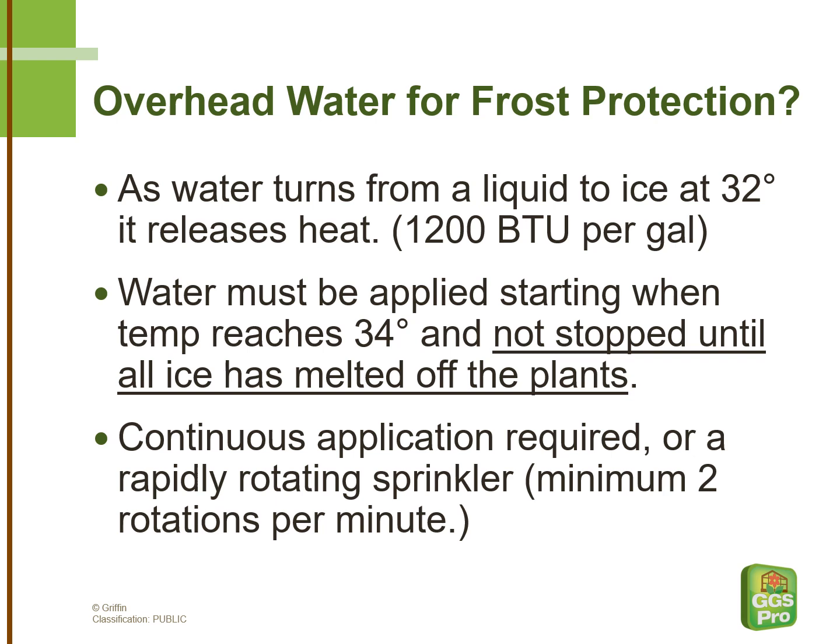You don't have to necessarily have the sprinkler on them consistently. You can see from this last bullet point here that if you have a rapidly rotating sprinkler, as long as you're getting 2 rotations or more per minute, you can use those type of sprinklers, and that will allow you to cover more ground with less sprinklers.